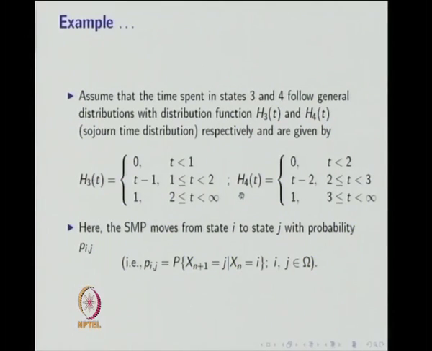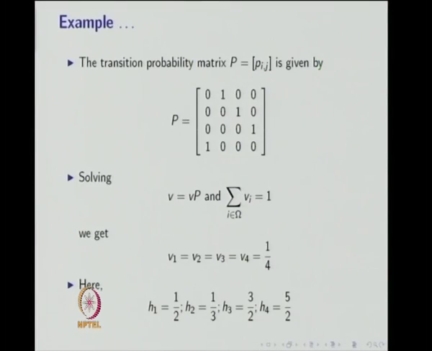So, the sojourn time in the state 3 is uniformly distributed over the interval 1 to 2, and the sojourn time spent in the state 4 is also uniformly distributed over the interval 2 to 3. Therefore, the CDFs are in this form, H3 of t and H4 of t. The semi-Markov process moves from the state i to j with the probability P_ij, that is nothing but the transition probability matrix, which can be written in this form.